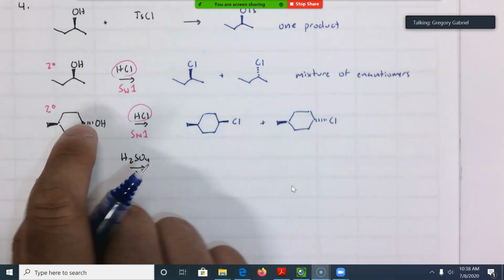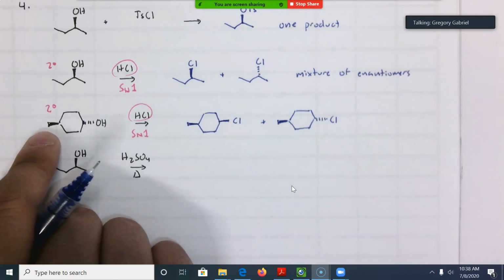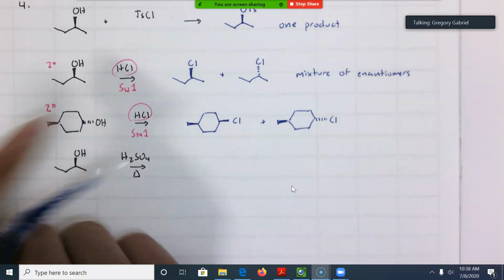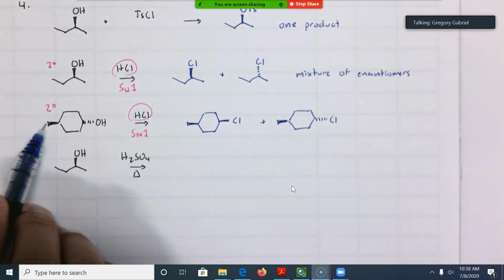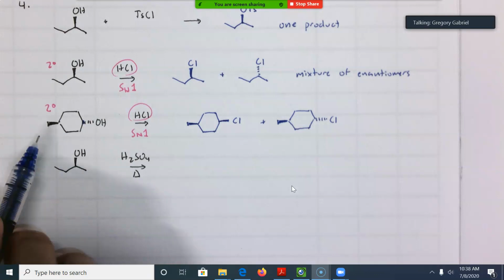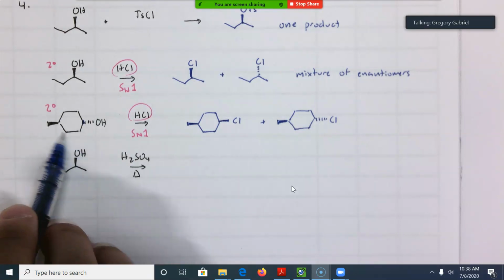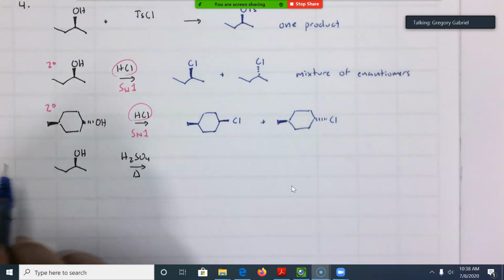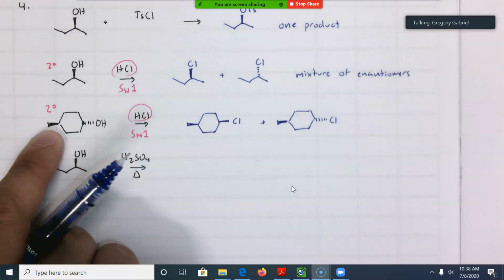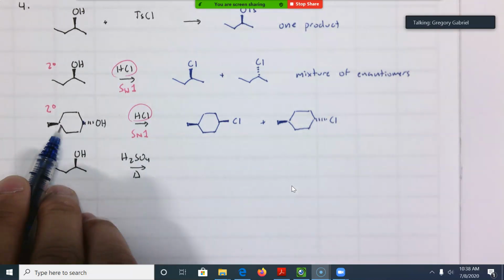So it's proper to draw wedges and dashes because there's a difference. If I had this a line and you didn't know whether it's wedge or dash, you don't know whether you have a cis or trans cyclohexanol. So hopefully you understand why I'm allowed to put wedges and dashes, even though this carbon is not chiral.